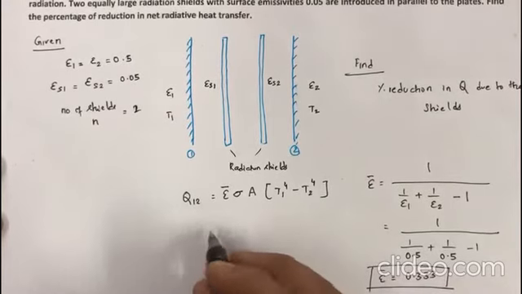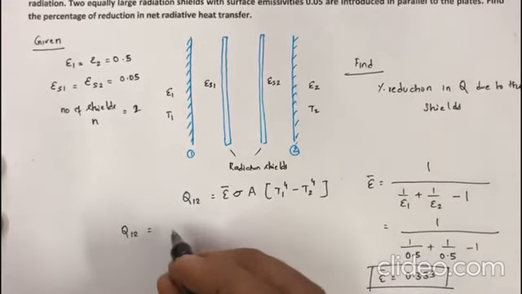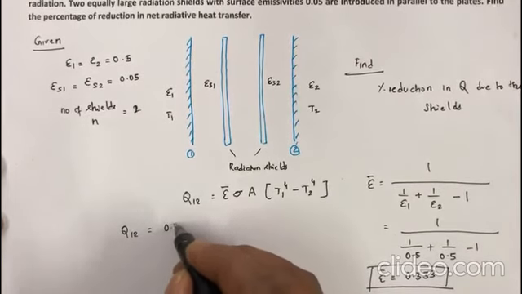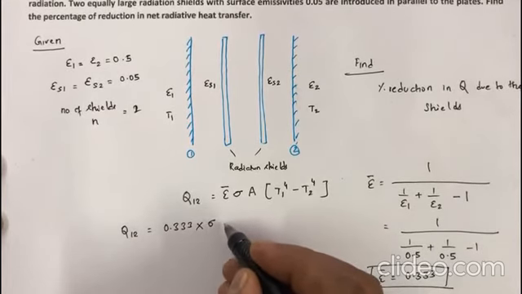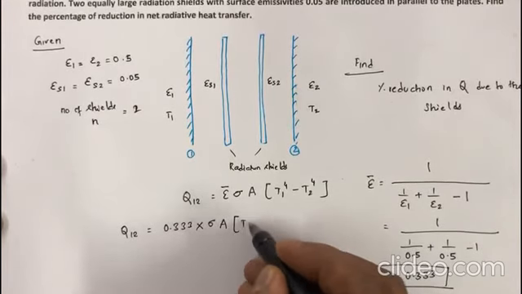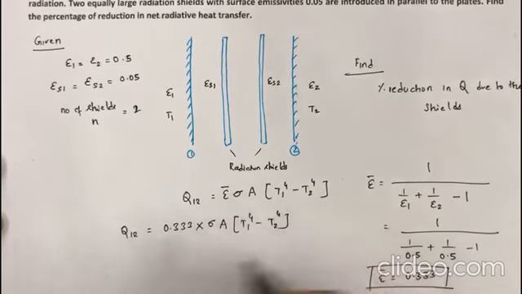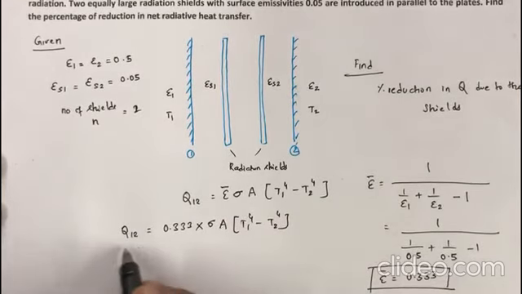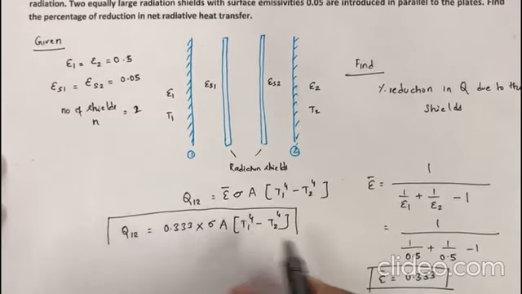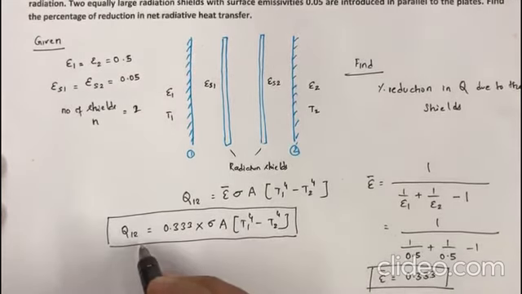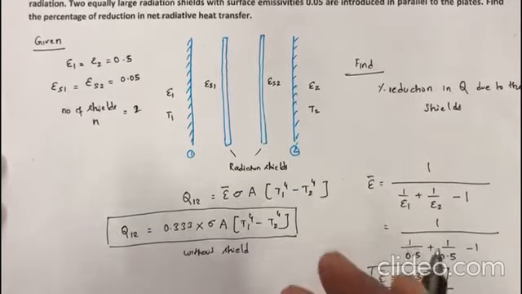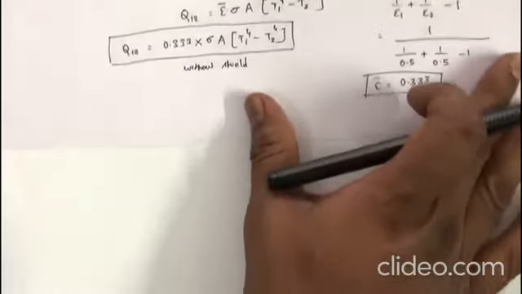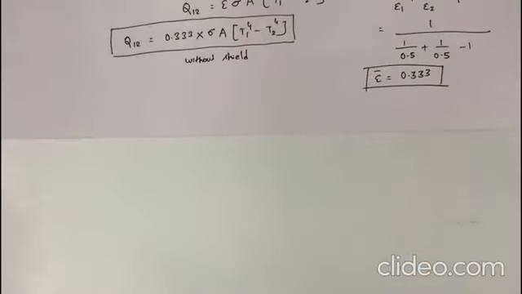So now let's start solving for Q12. 0.333 sigma, where sigma is your Stefan Boltzmann constant, A area, and T1 power 4 minus T2 power 4. So this is your equation for radiative heat transfer without shield. So now we are going to calculate the radiative heat transfer with shield. So let's solve that one.